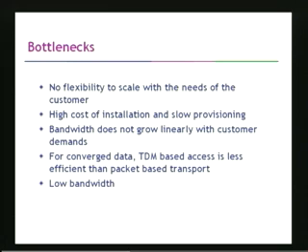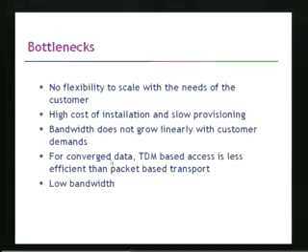Now, what are the bottlenecks, if you look from the next generation broadband access perspective? There is no flexibility to scale with the needs of the customers. What do we mean by no flexibility to scale with the needs of the customers? If you see from this ADM, you can only have the drops from the ADM in terms of E1 lines or E3 lines. E1 is 2 megabits per second and E3 is 34 megabits per second and so on. So you can only have bandwidths at those granularities.